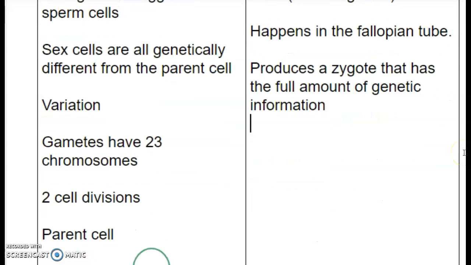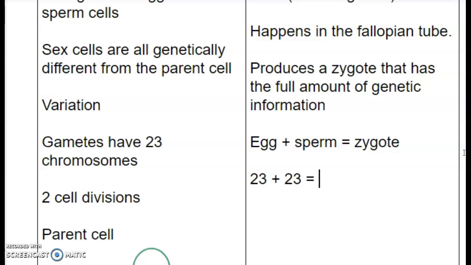Right? So like we said before, the egg unites with the sperm and it makes a zygote. As far as chromosomes go, you have 23 plus 23 equals 46. Right? So that was a similar question on your quiz from Monday. The last question, each parent contributes 23 chromosomes, so when they come together it has the full amount. So you get half the amount of chromosomes from each parent.